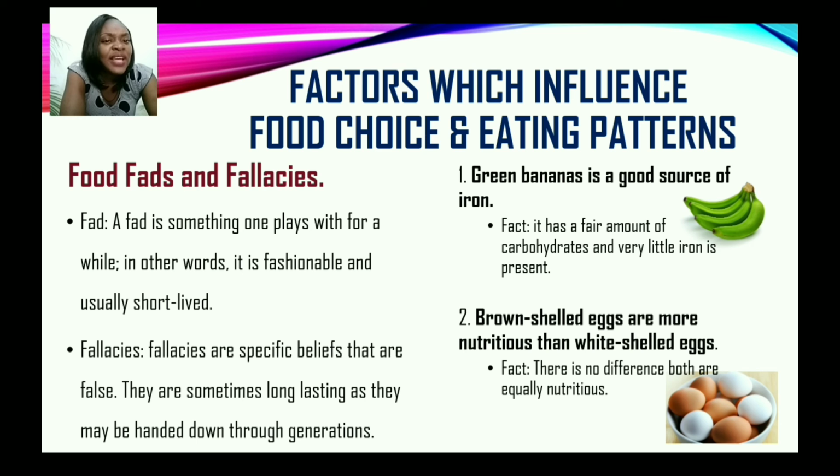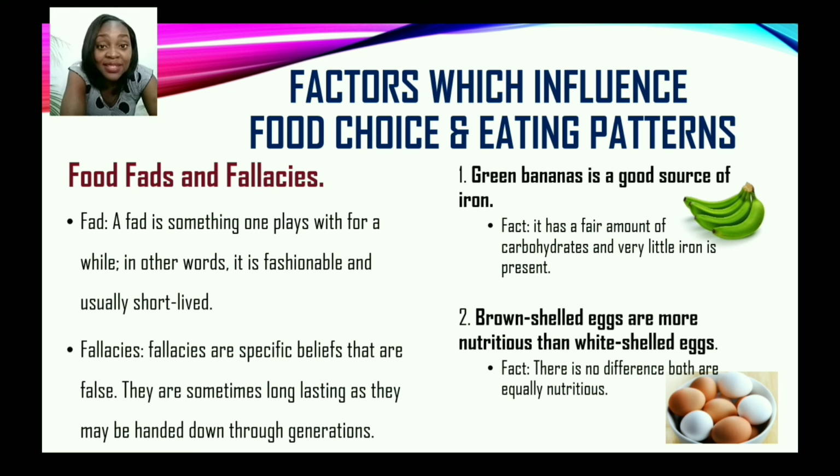Now, let us look at the fallacies. Here we have an example over here, and remember that fallacies are specific beliefs that are false. So let us look. We have two examples. So the first one is green bananas are a good source of iron. Have you ever heard that one before? I'm certain you have, right? So the fact is that it has a fair amount of what? Carbohydrates, and very little iron is present. And the iron there is usually found in the skin, right?